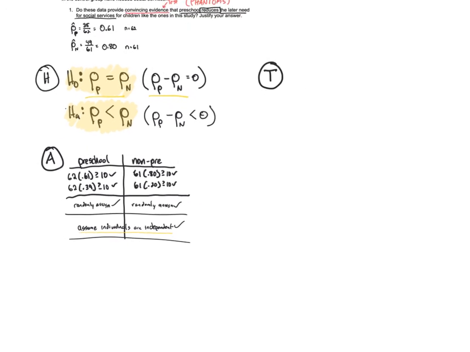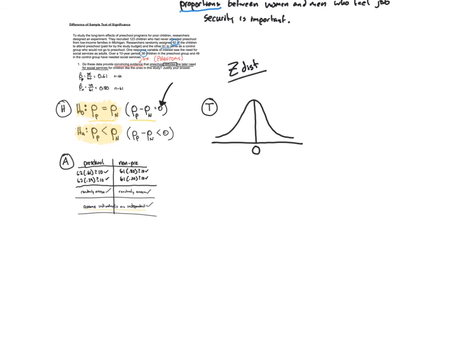Okay, let's keep going. I'm going to move right to the T part of the phantoms. Remember, the T is going to be drawing a curve. In this case, it is going to be a Z curve, Z distribution. Why is it Z? Because proportions are always Z. That's why. Where are we going to center this? We're going to center the difference, the claimed difference. The claimed difference is 0. This is going to be standard. It's always going to be 0.